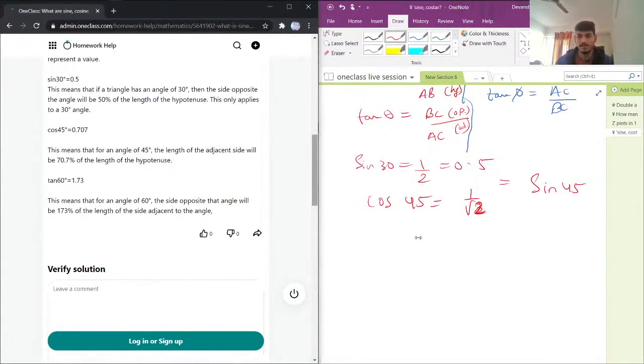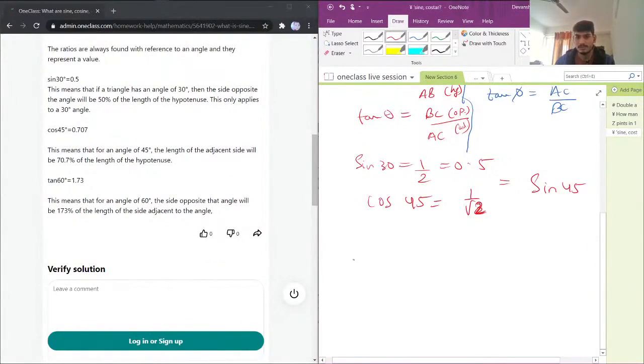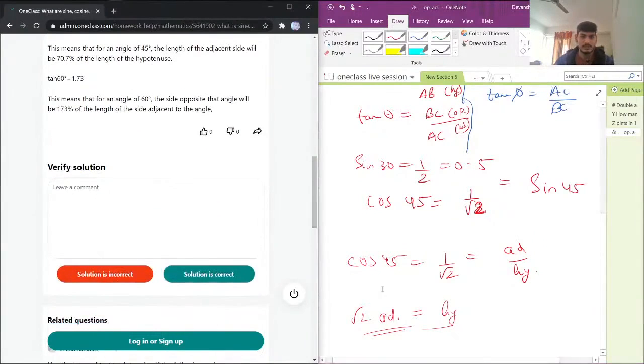Okay, so cosine 45 equals 1 by root 2 means adjacent over hypotenuse. That means my hypotenuse will be root 2 times the adjacent side. In a similar fashion, we can find the trigonometric ratios for any angle from 0 to 360. Any angle we can find the ratio.